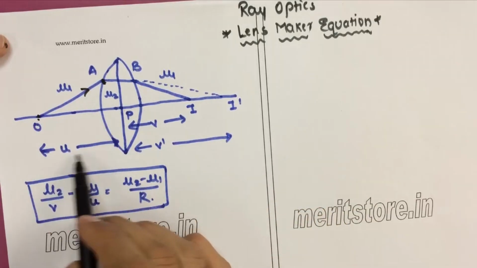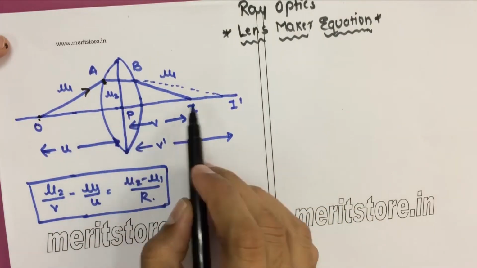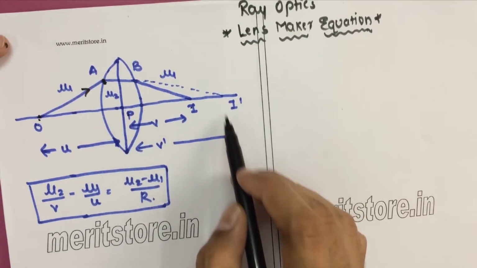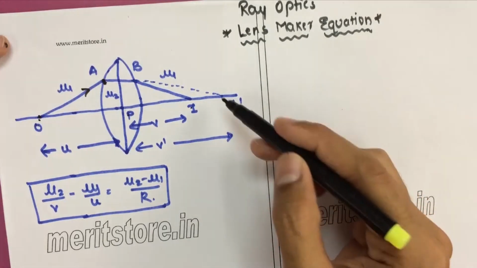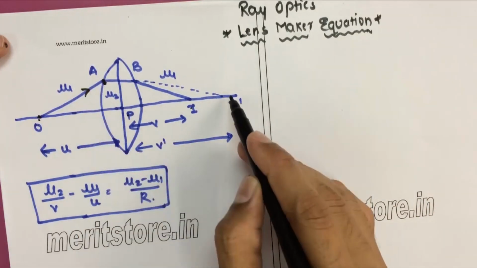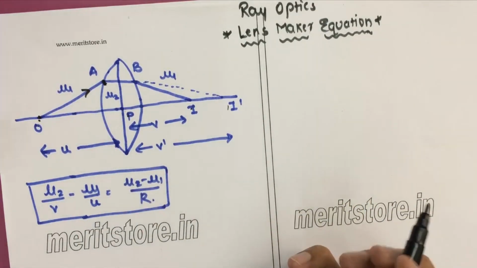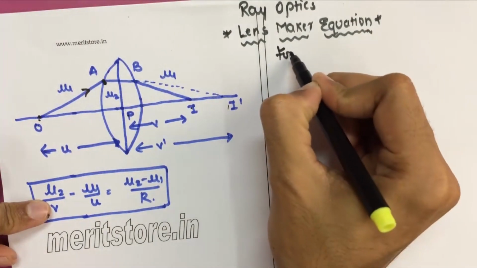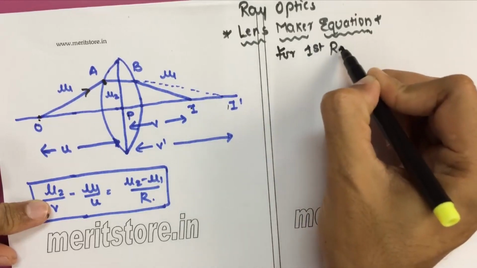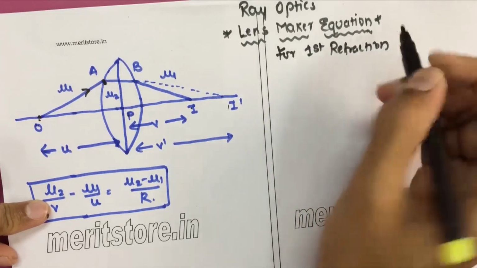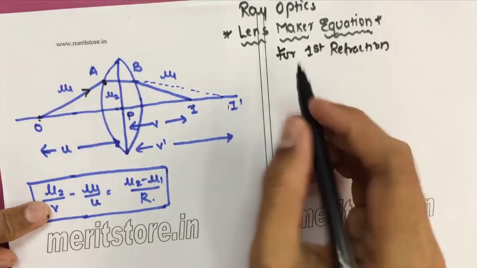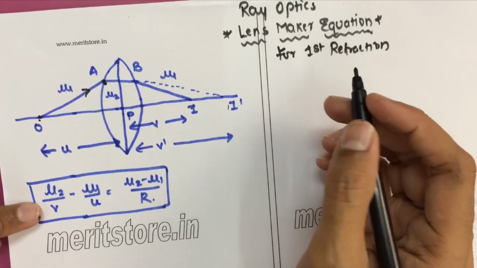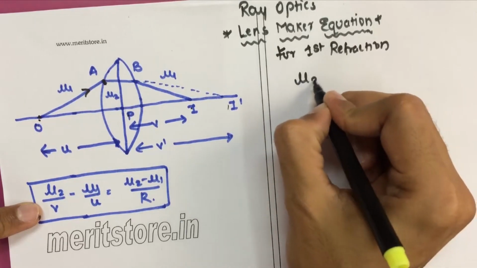Here the object to the lens is called object distance denoted by U. Here the image to the lens is image distance denoted by V, and here this is the first image which was to be formed by this point A, that is I dash we have taken, and this is nothing but V dash. So we will apply the equation for each refraction. For the first refraction we'll apply this equation. What the equation says is mu2 upon V minus mu1 upon U is equal to mu2 minus mu1 upon R. So mu2 is the same.